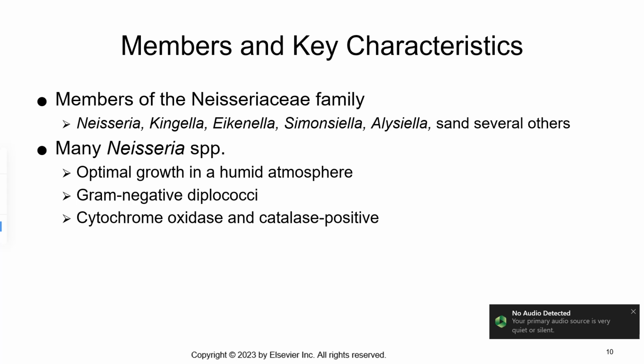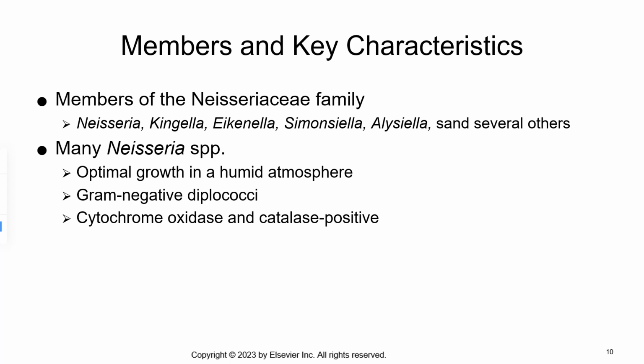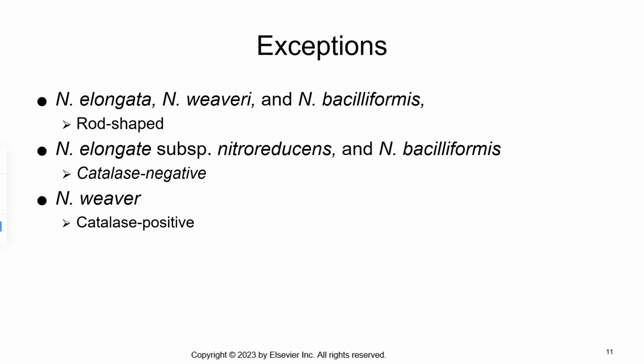Members of the Neisseriaceae family include Neisseria, Kingella, Eikenella, Simonsiella, Alysiella, and several others. Many Neisseria species have optimal growth in a humid atmosphere. They grow as gram-negative diplococci and are cytochrome oxidase and catalase positive. So oxidase positive, catalase positive, gram-negative diplococci. The exceptions are listed here.